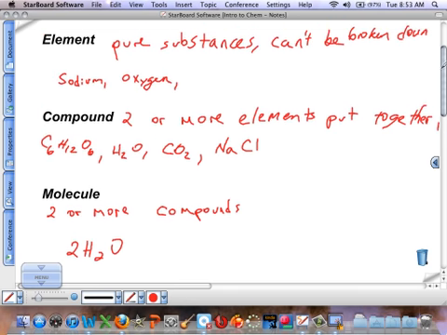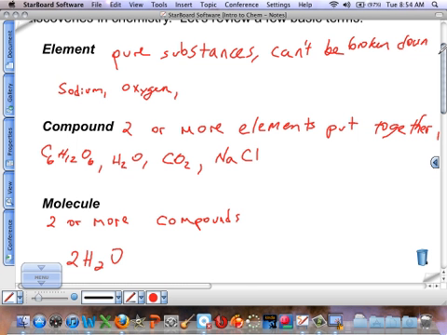Any questions over those three really basic terms there? Element, compound, and molecule. By the way, the one thing to also remember here is that the word compound, think about it also as a composite. The composition of more than one thing.